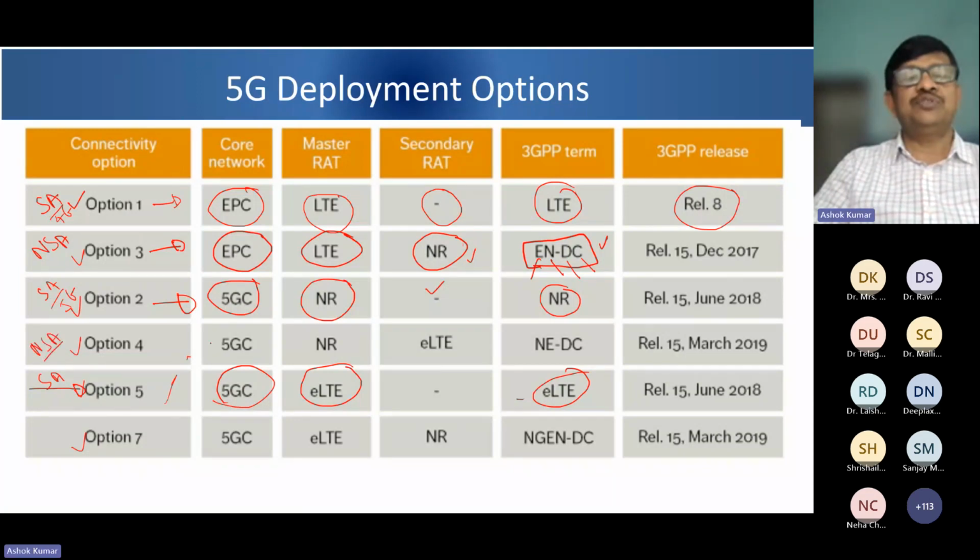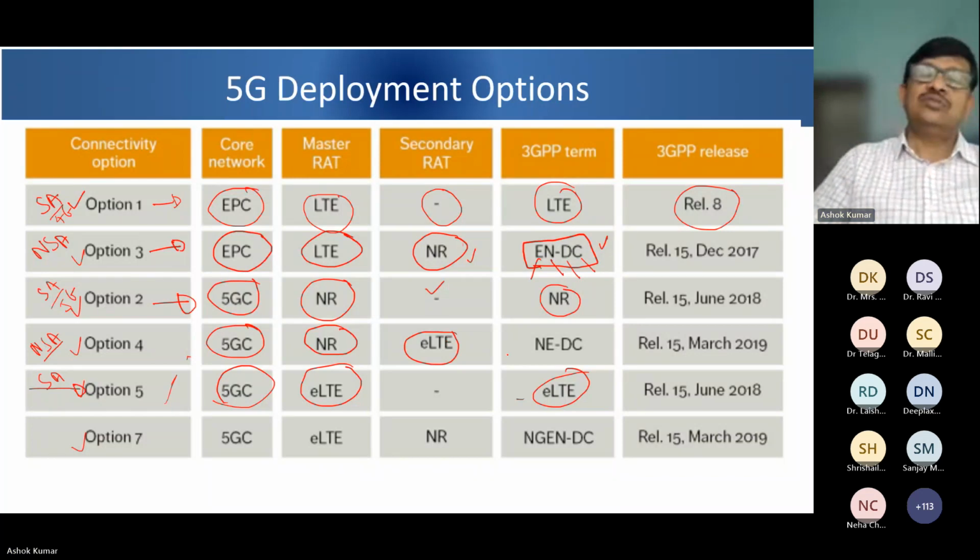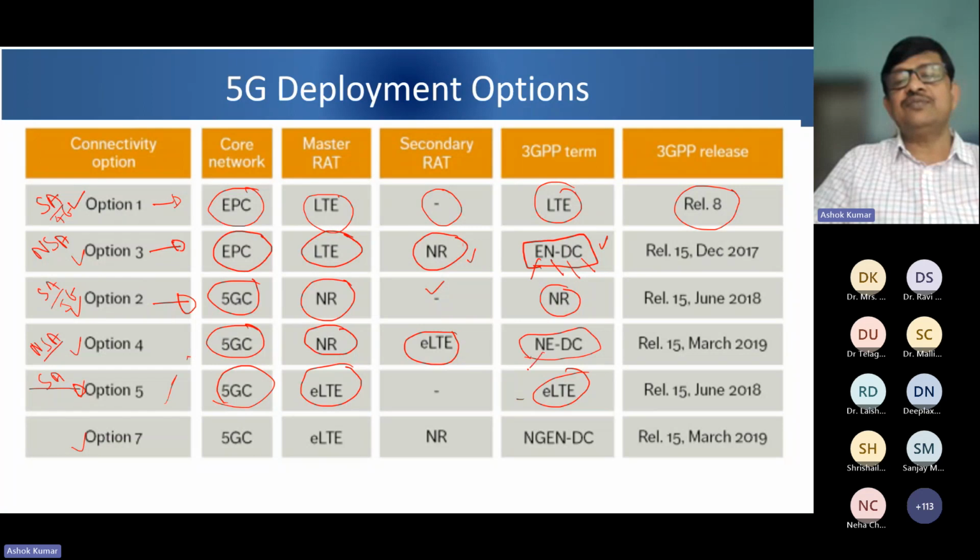In option 4, the 5G core is the core, the new radio is your master radio, and an enhanced version of LTE is your slave radio. So that's why we call it NEDC. What is NEDC? N is for new radio, E is for E-UTRA, that is 4G, and dual connectivity. Just remember, when you say NE-DC, it is new radio, E-UTRA, dual connectivity. The first radio name is master and the second radio name is slave.